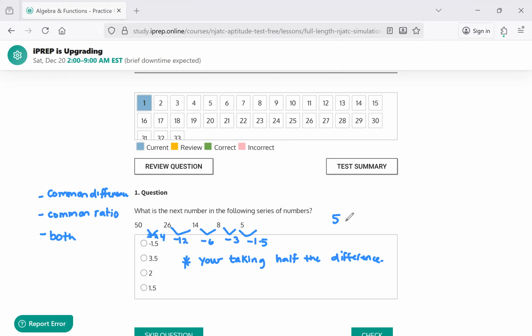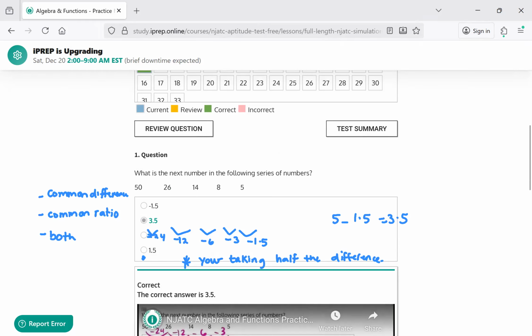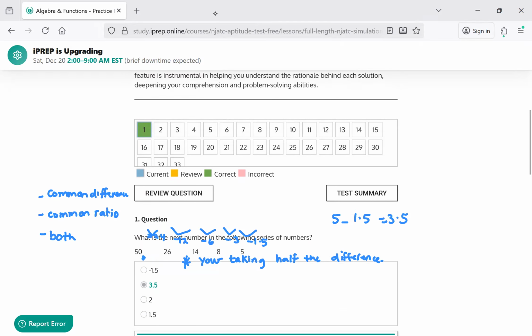So what is 5 minus 1.5 without a calculator? It's going to be 3.5. So your answer will be 3.5. Well, it wasn't too bad. They get a little bit trickier, so let's move on to question two.